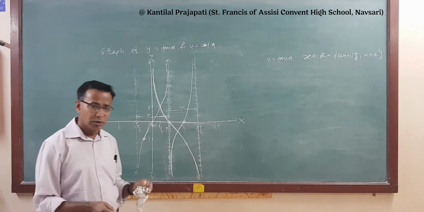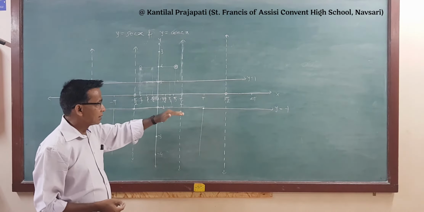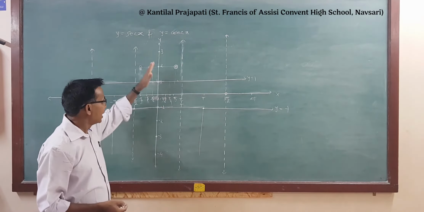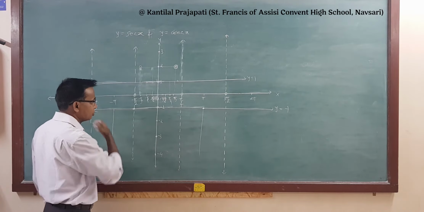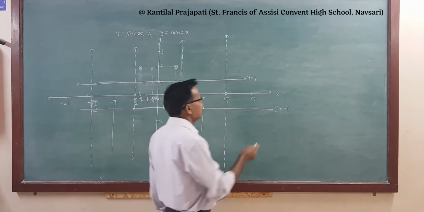I have already drawn the graph of y equals sec x. On the x axis and y axis, I have put the points 0, pi by 2, 3 pi by 2, pi, etc. That is the domain of the sec function. What is the domain of the sec function? y is equal to sec x, x belongs to R minus (2n plus 1) into pi by 2, n belongs to Z. That is all the real numbers except odd multiples of pi by 2. That is the domain on the x axis.